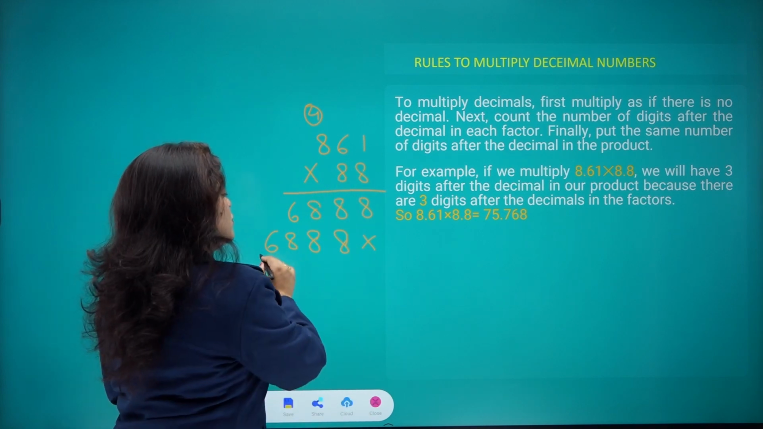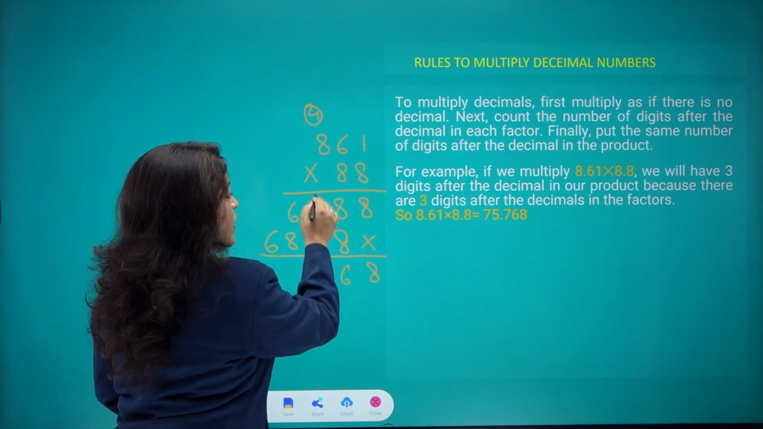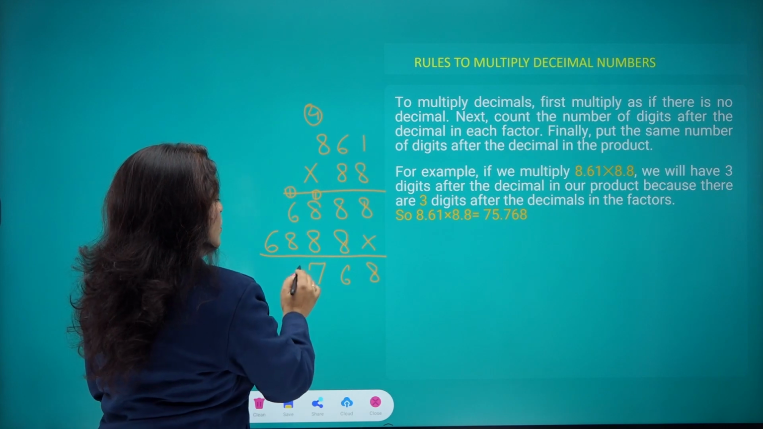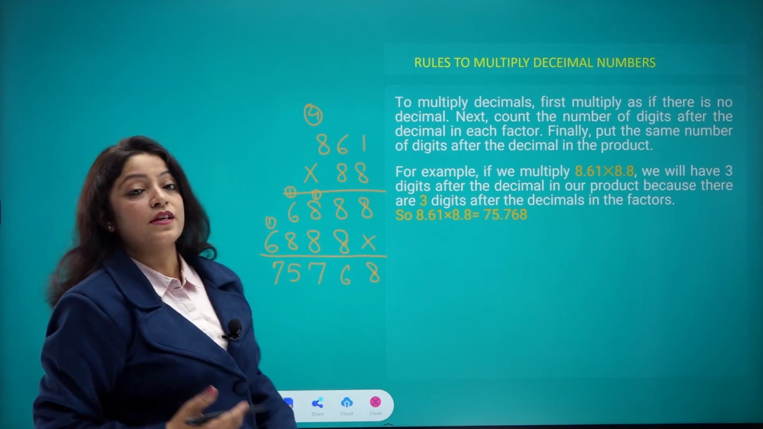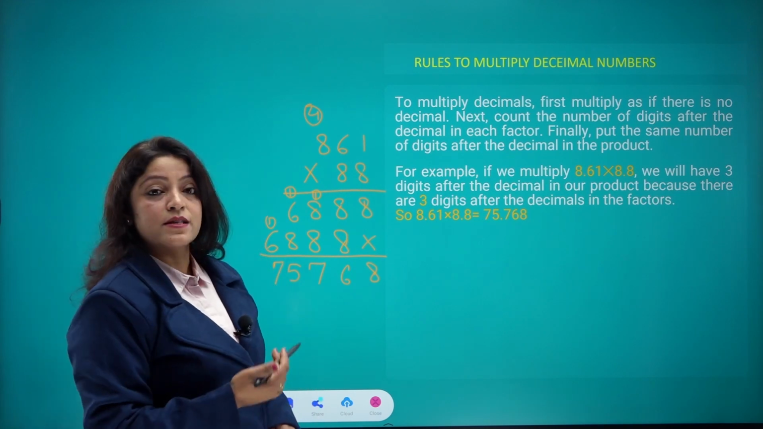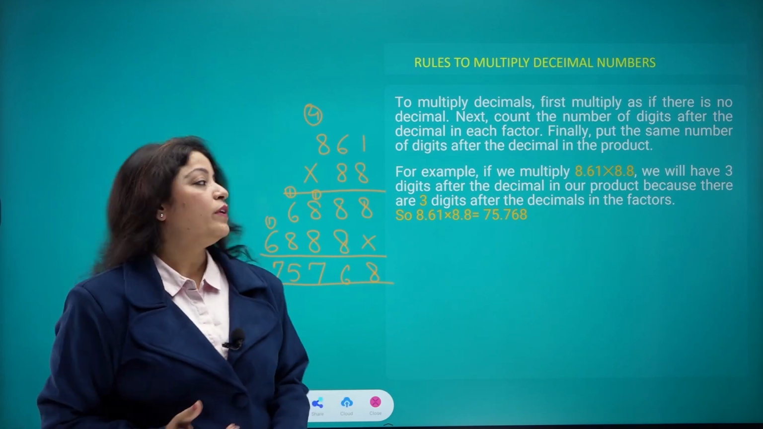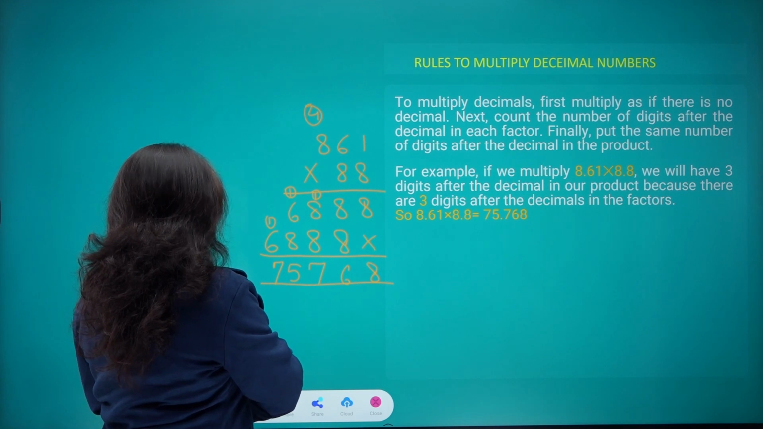Now let us add them together. So we have 8 and 8 16 with a 1 carryover, 16 and 1 17 with a 1 carryover, we have 15 with a 1 carryover again, and we have 7, 5, 7, 6, 8. Now where should be the place of decimal in the number here? In the final product, now we will be seeing where is the decimal in the question. So we can relate here.